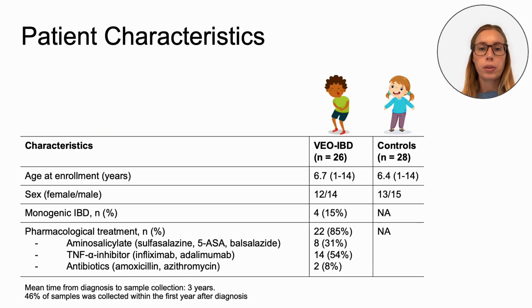Here you can see a brief overview of the study population. So mean age was around 6 years in both groups, with an almost 50-50 ratio of male and female. Most patients with VEO-IBD received medications, either a TNF-alpha inhibitor or an aminosalicylate, or a combination of these.